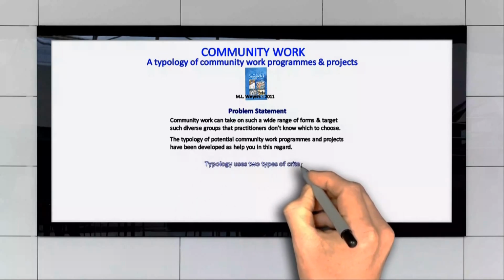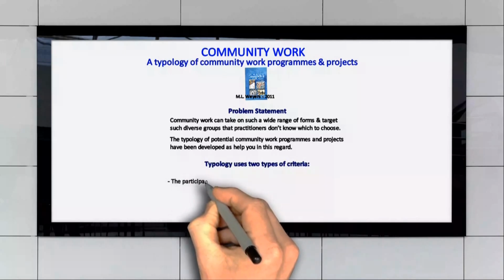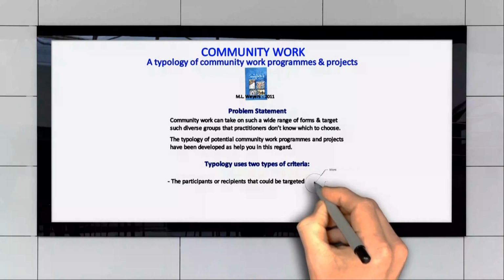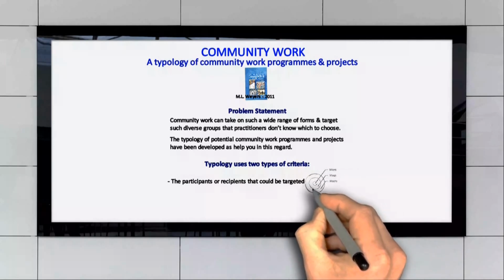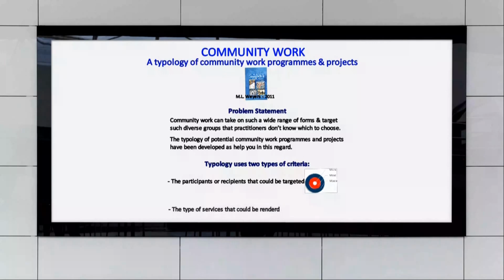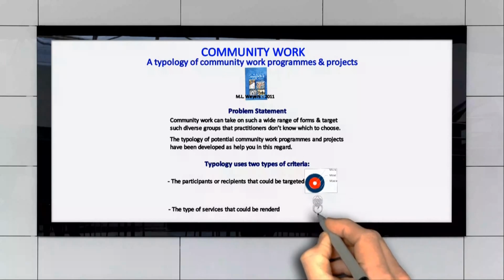In the typology, two types of criteria are used as a structuring mechanism. The first is the potential participants or recipients of services that will be targeted. And the second is the type of services that could be delivered.